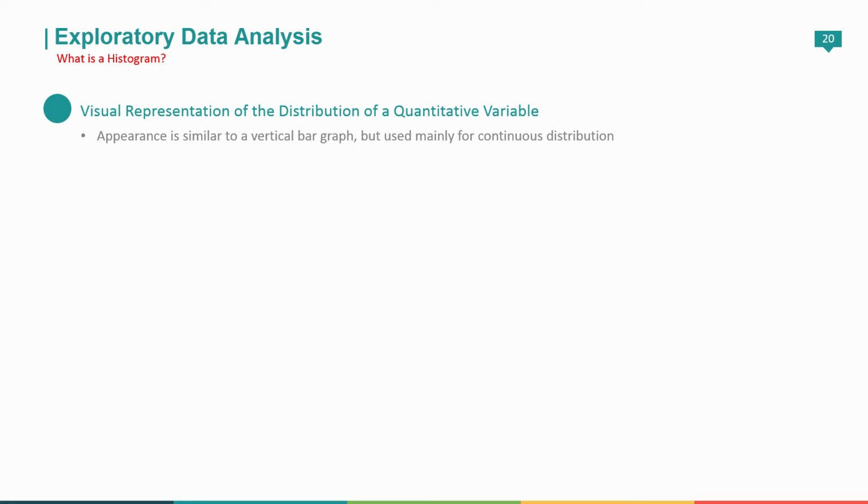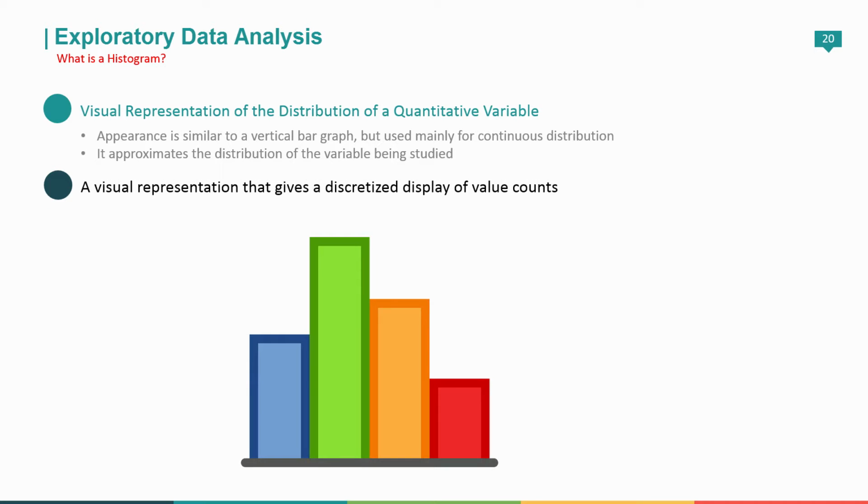To be more precise, we should say that it approximates the distribution of the variable being studied, because the bin value is often chosen arbitrarily. If the data is not discretized correctly, the representation it produces may be misleading, or alternatively, the underlying distribution may in fact be different from the one conveyed by the histogram. So more specifically, a histogram is a visual representation that gives a discretized display of value counts.